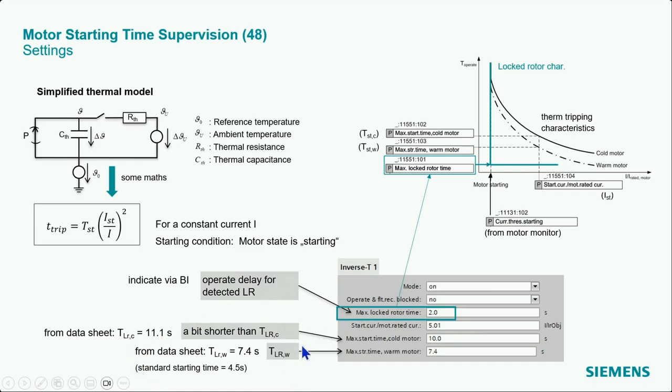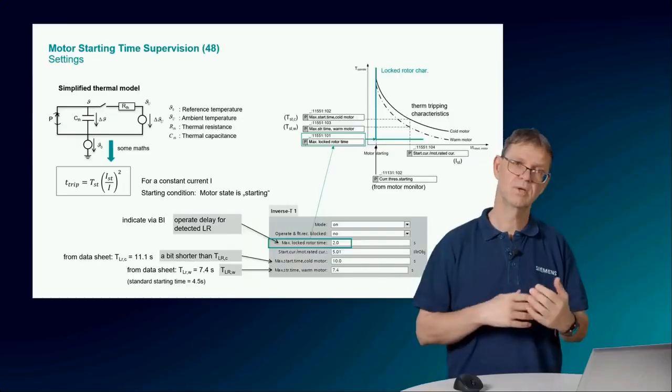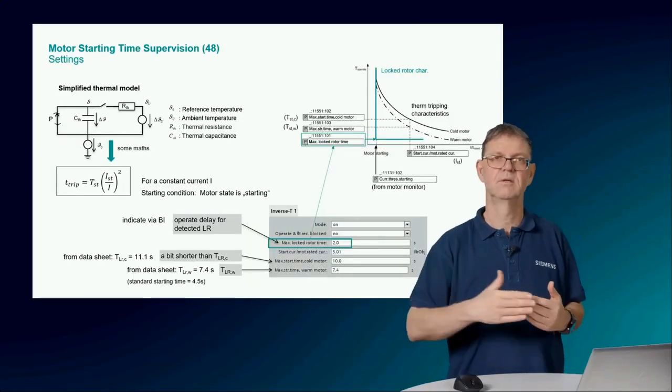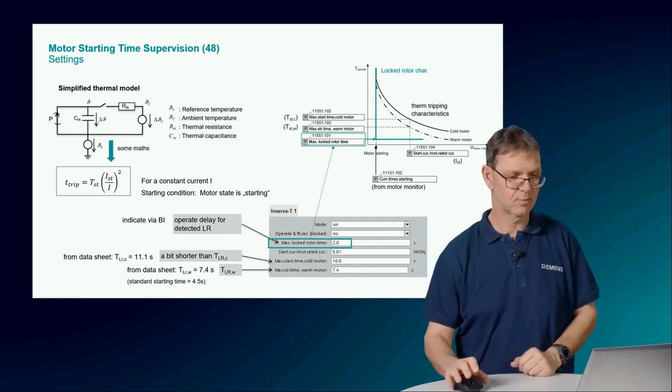From the data sheet, my maximum time for the warm state is 7.4 seconds. Now if I compare this with the standard starting time, which is 4.5 seconds, I have just a very small leeway to allow a slightly longer start. So here I decided to say, no, I take the full time, the 7.4 seconds. So I really try to go to the limits of the temperature here.